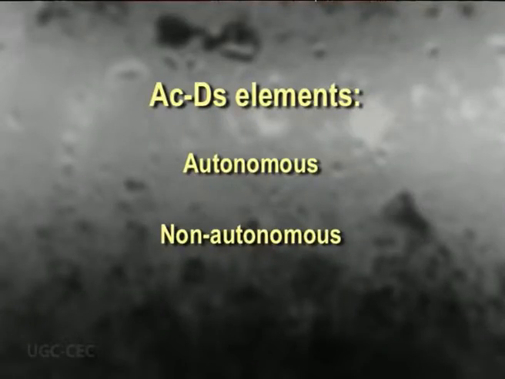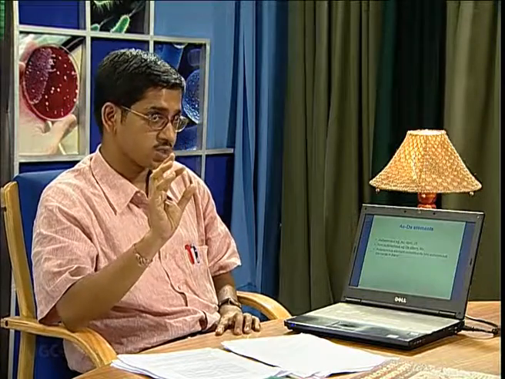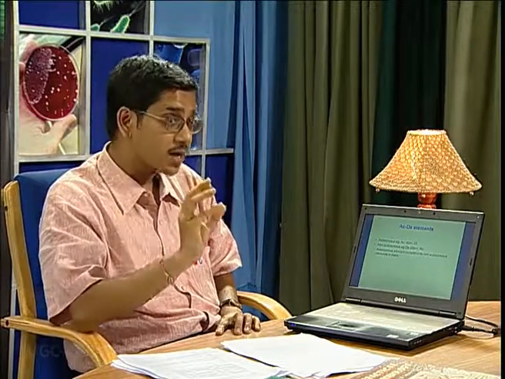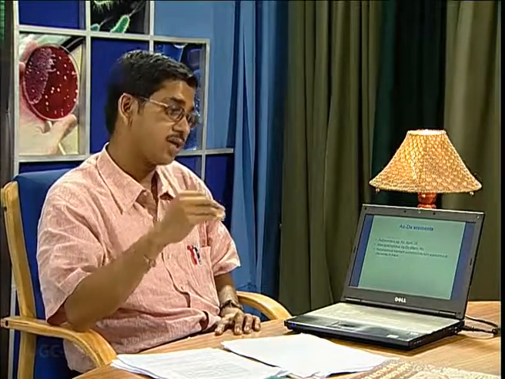Now, coming to the next type of element, the Ac-Ds elements. Ac-Ds elements are broadly categorized into autonomous and non-autonomous elements, the Ac element being a part of the autonomous ones. I should mention here that the non-autonomous elements do not have their own transposase, but require the presence of autonomous elements in trans for their movement from one place to another.